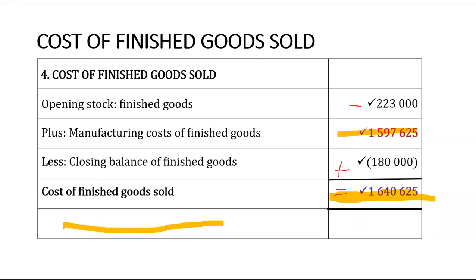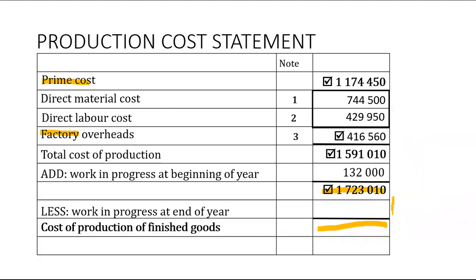And that is the one that we're going to put this side. Now it's like we're working backwards. And then you find the difference between these two. Okay, you find the difference between these two. It'll give you this here, which is work in progress at the end of the year. You put it in brackets because we normally subtract it.